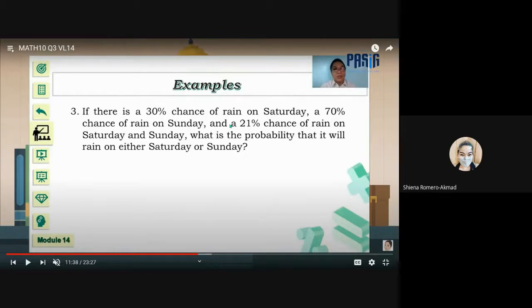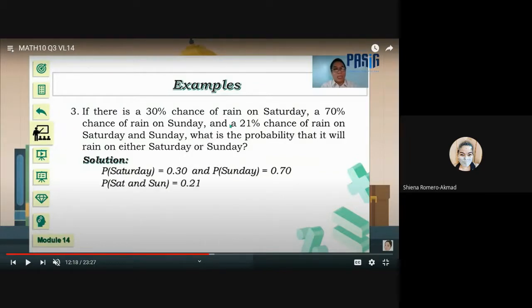So let us look at number 3. If there is a 30% chance of rain on Saturday, a 70% chance of rain on Sunday, and a 21% chance of rain on Saturday and Sunday, what is the probability that it will rain on either Saturday or Sunday? And for us to get that, syempre, we have to first consider their percentages. Pag Saturday daw, 0.30. Pag Sunday is 0.70. And pag Saturday and Sunday is 0.21.